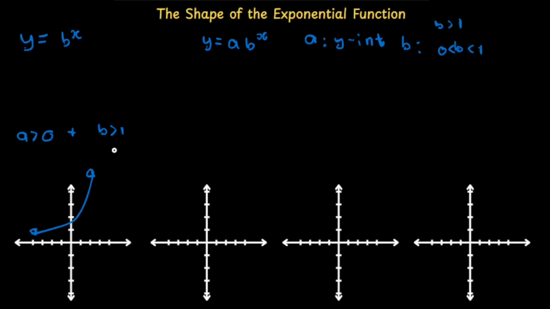So when we have an a value that is positive, and when we have a b value that is greater than 1, we will have a function that lies above the asymptote, and it would be increasing. Now if I were to tell you that a is now less than 0, meaning a is negative, and b is still greater than 1, the function would look like this.